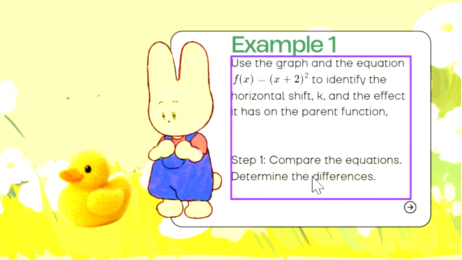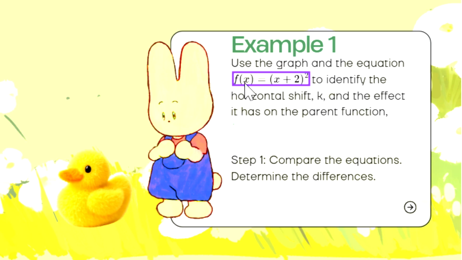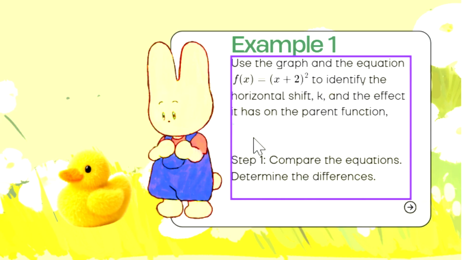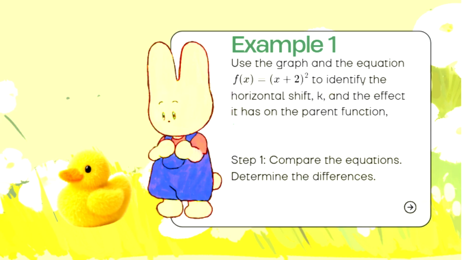To determine the differences, down here it should be just f of x is equal to x squared. That's what this formula is. So the difference, really easy to determine, is this plus 2. That's the difference. The next step is to compare the graphs and determine the difference.